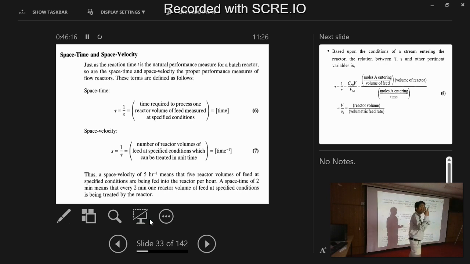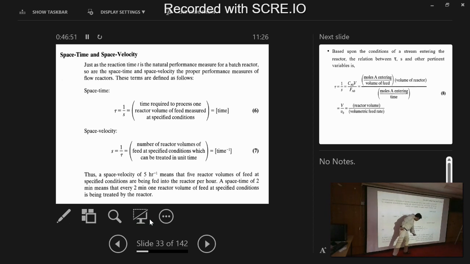For the two reactors we have two terms: space time and space velocity. Space time is called tau. Space velocity is called S, which is the inverse of tau. So look at the definitions. Space time is the time required to process one reactor volume at specified conditions. Space velocity is the number of reactor volumes at specified conditions that can be processed in unit time. Two very simple definitions, and the meaning is also the same.